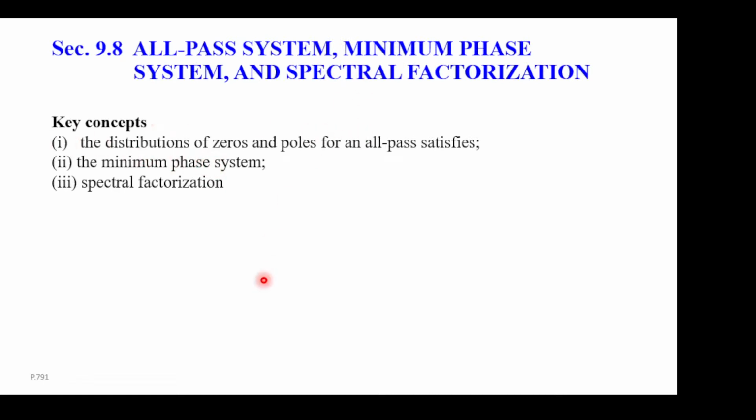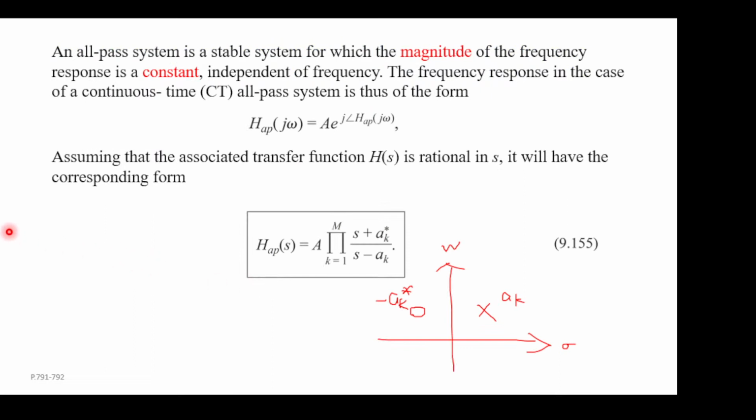Let's go on and look at the all-pass system a little bit. We talked about this a little before, where we had an example of an all-pass system with 1 pole and 1 zero on the real line, and we see that you can have a more general all-pass system. As we said, if you have all pole and zero pairs, they are all symmetric around the imaginary line.